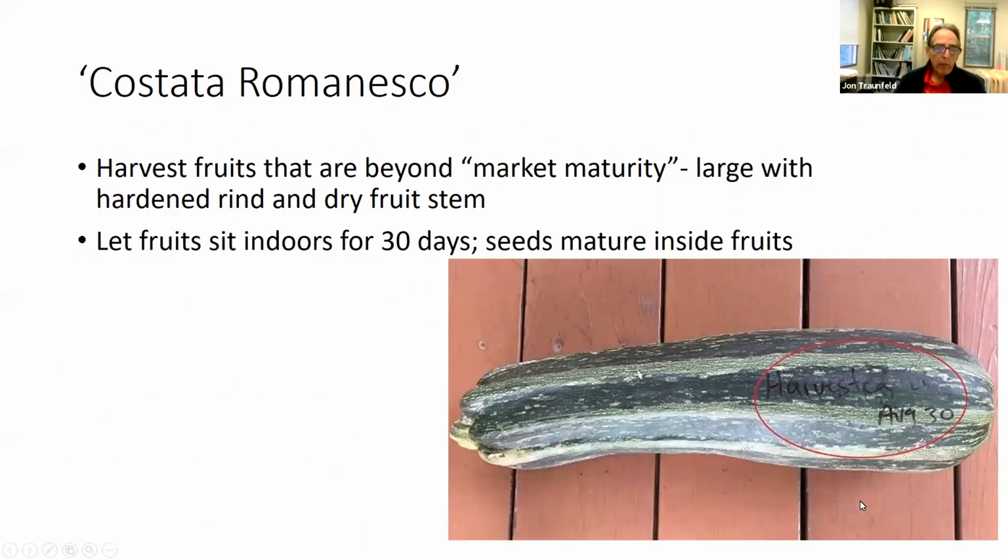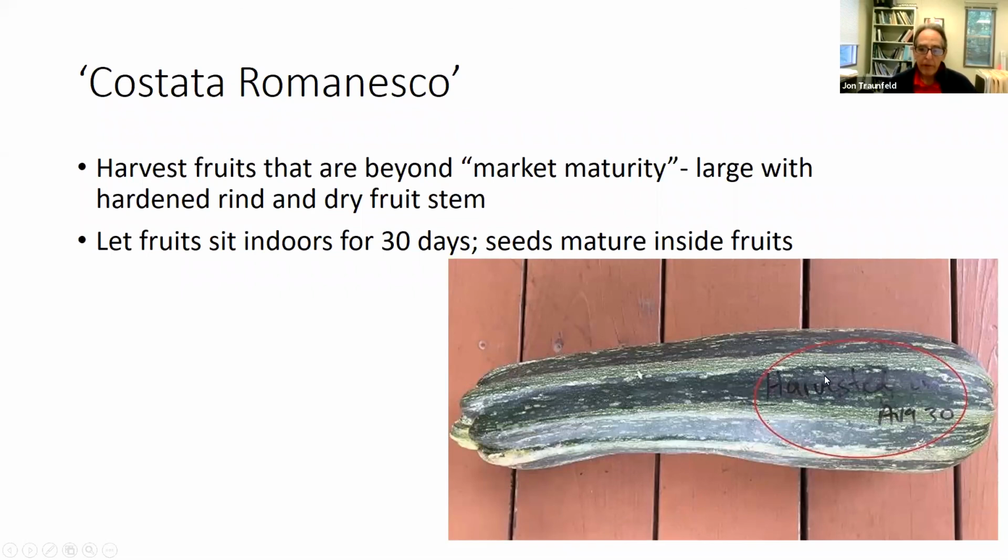Okay, so here's an example of a summer squash. This is Costata romanesco. I wrote a blog post about it Friday for the Maryland Grows blog. It's absolutely the best zucchini, in my opinion, that there is. I've been growing it for many years. And if we're going to harvest it for seed, we want it to be quite large. The rind would be getting hard, the fruit stem would be getting dry. And even at that point, the seeds are not mature.